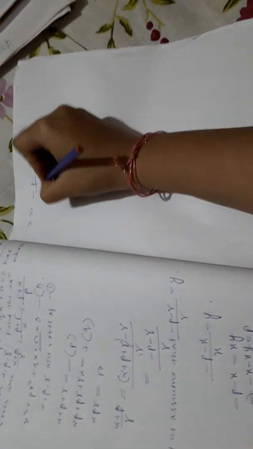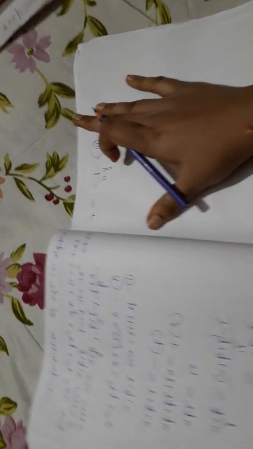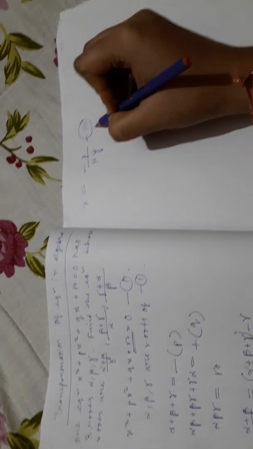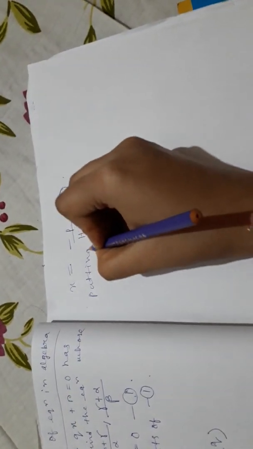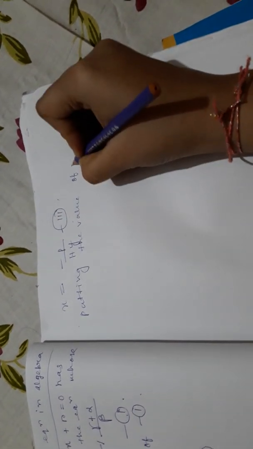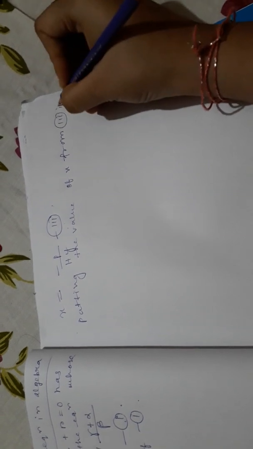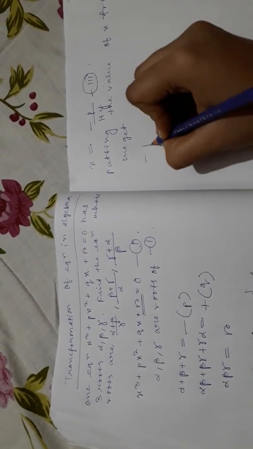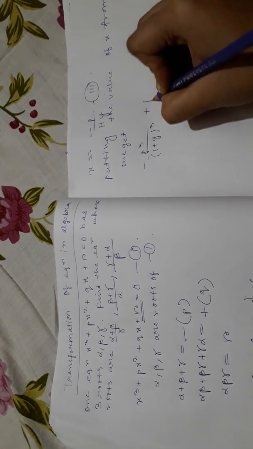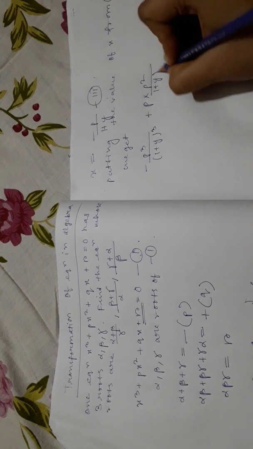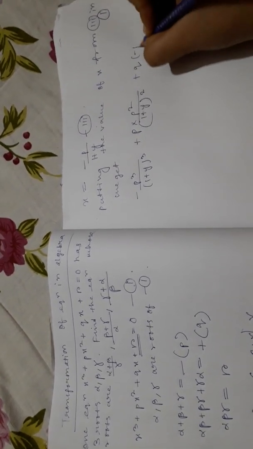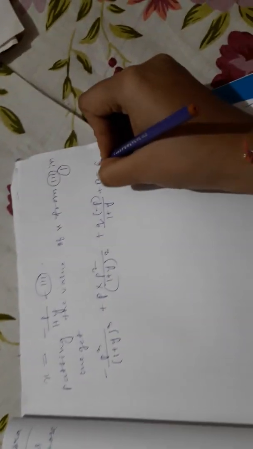Now let us write this as equation 3. That is, x is equal to minus p by 1 plus y. This is our equation 3. Now we will put this value of x from equation 3 into equation 1. So putting the value of x from 3 in 1, we get minus p cube by 1 plus y whole cube, plus p into p square by 1 plus y whole square, plus q x, plus r is equal to 0.